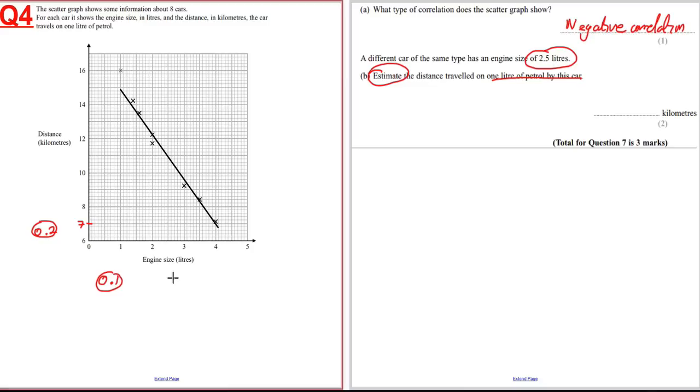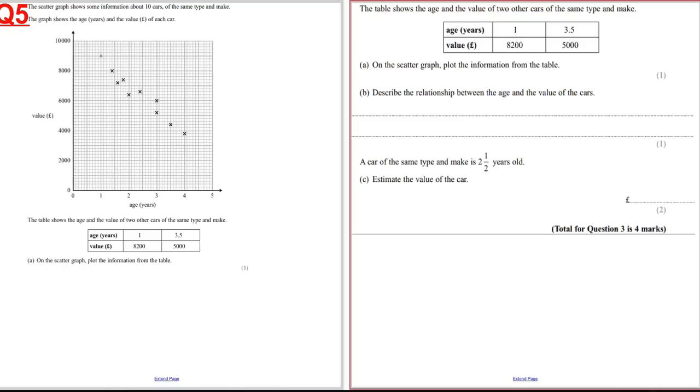Okay, so an engine of 2.5 litres. So we're going to get our engine size here. 2.5 is exactly here. And we draw a line up and read across, and that looks like it's 11, the distance of 11. So we would write that's 11 kilometres. Okay, next question. If you haven't tried it already, pause the video now, work through. I'll go through in 5 seconds.